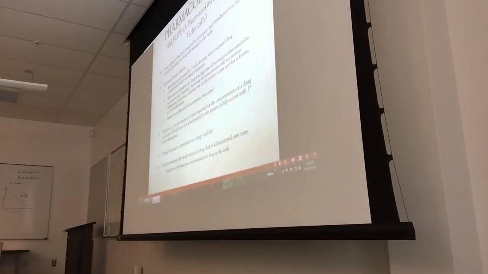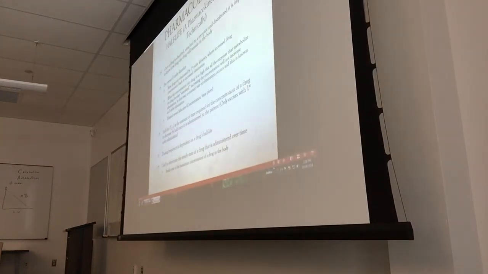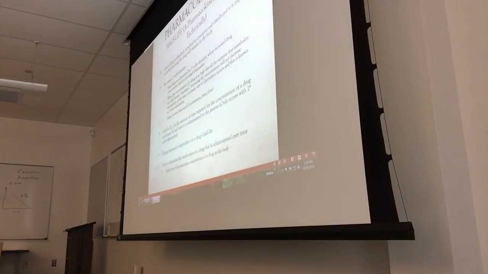Okay, there's a plasma, there's a protein, and there's my fat compartment. So I'm going to give my amiodarone IV push. Initially, what's going to happen when I give the amiodarone IV push? It's going to go somewhere. The plasma concentration goes way up, right?